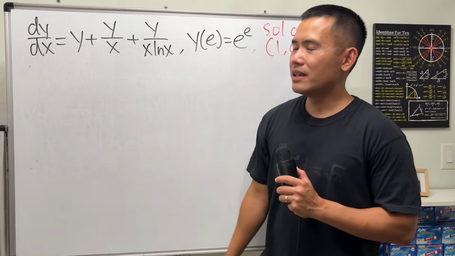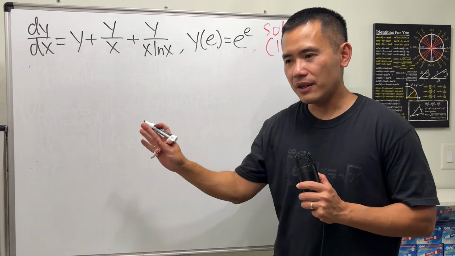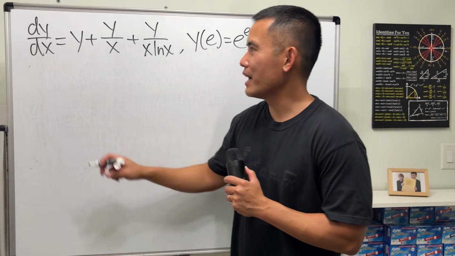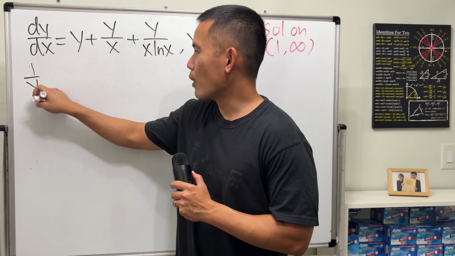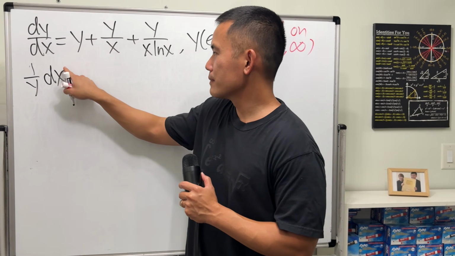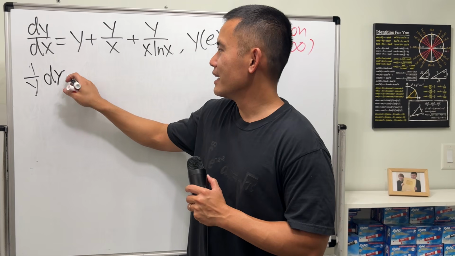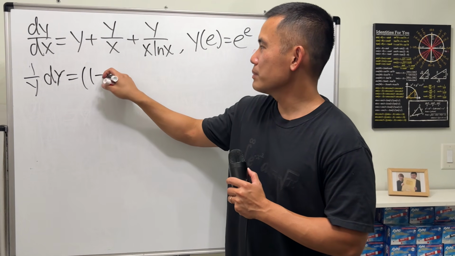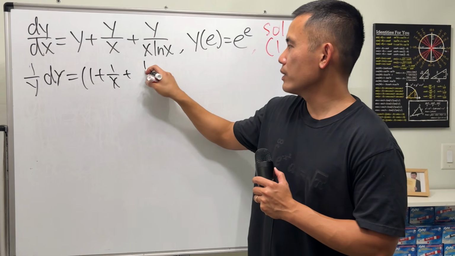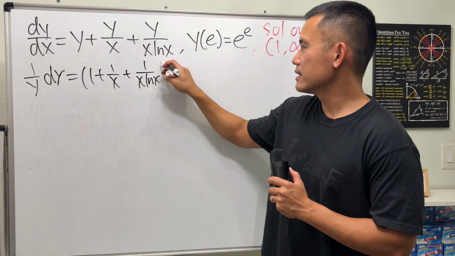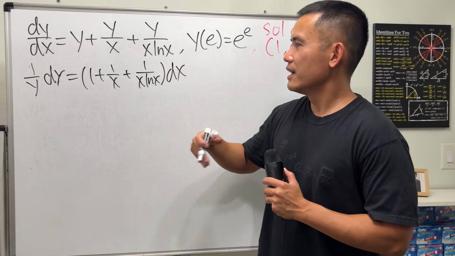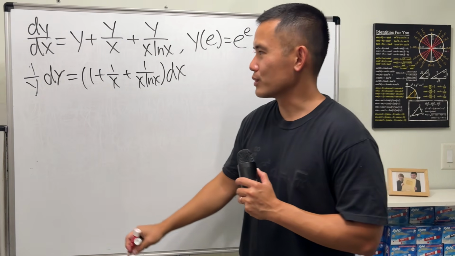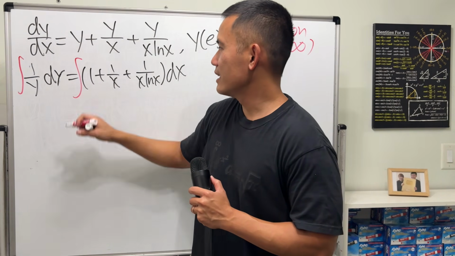Firstly, everybody here has a y. Let's factor that out and divide both sides by y. So we have 1 over y dy, and then multiply both sides by dx. So we have 1 plus 1 over x plus 1 over x ln x, and then dx here. Now we can just integrate both sides.